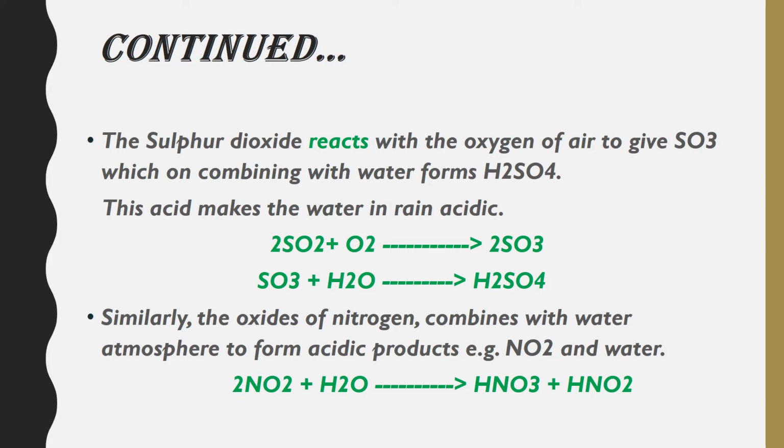Similarly, the oxides of nitrogen combine with water in the atmosphere to form acidic products, like NO2 and water. So sulfuric acid is formed here in this situation.